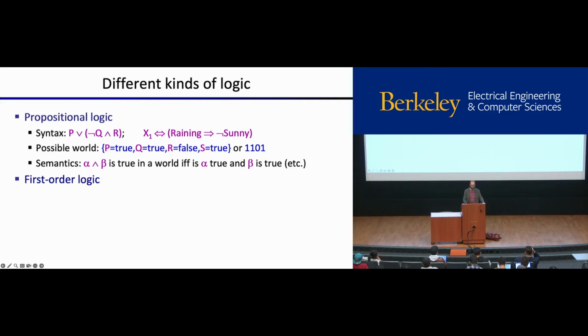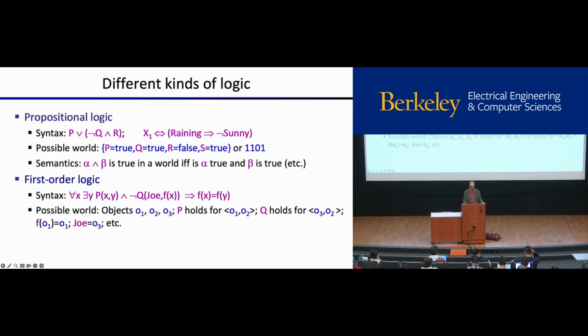More details to follow, but I'll briefly tell you a bit what first order logic is going to look like. This is read as for all x there exists a y such that p of x and y hold. And it's not the case that q of Joe, comma, f of x implies f of x equals f of y. Don't worry, we'll get to that later. I'm going to just breeze through that until we actually get to first order logic. But possible worlds for first order logic are a bit more complicated than just assignments of values to variables.